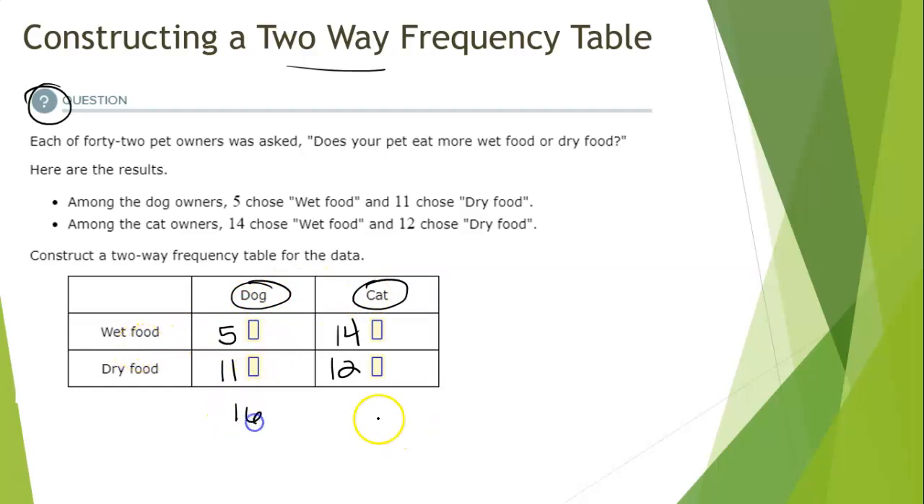If we needed to, we could fill in these totals. We could find out that there were 16 total people who have a dog, 26 total people who have a cat, 19 people who feed their pets wet food, and 23 people who feed their pets dry food. If we add 19 and 23 or 16 and 26, guess what? We get a total of 42, which is where the 42 pet owners came from.